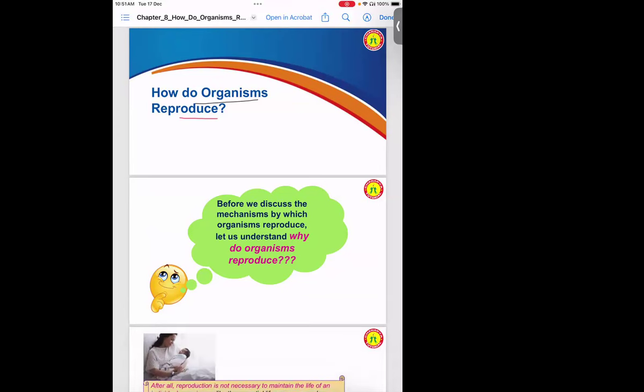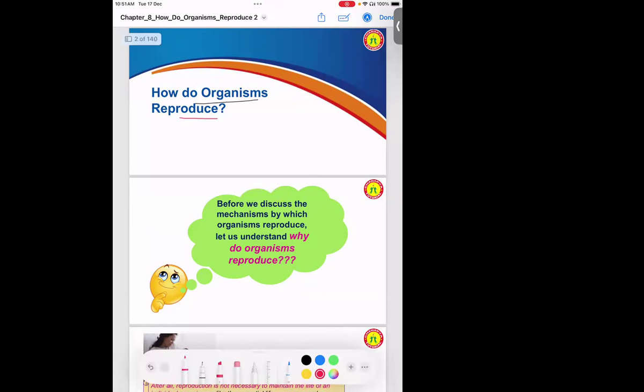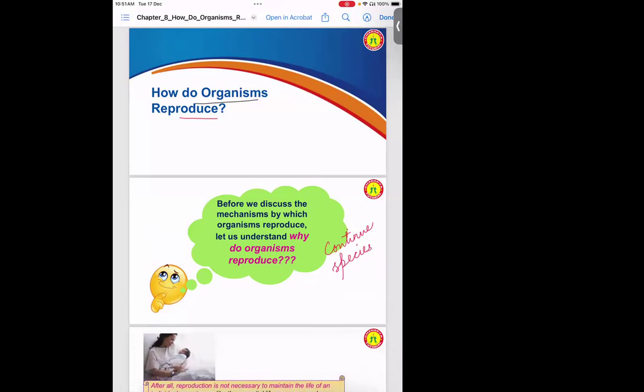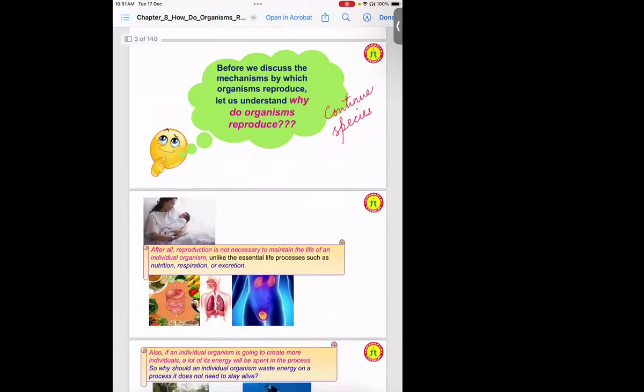Why is it important? It is important to continue the species. When reproduction happens, they can continue the species of their own kind. For example, as a human, the human can continue their species as a human, right? So to continue the species, it is important to undergo this process of reproduction.